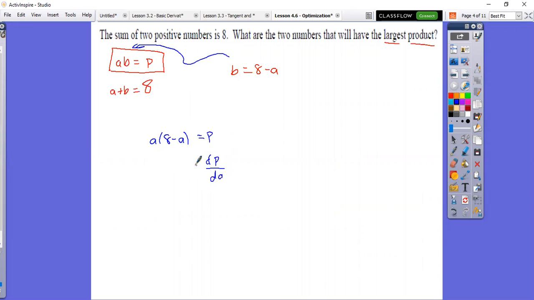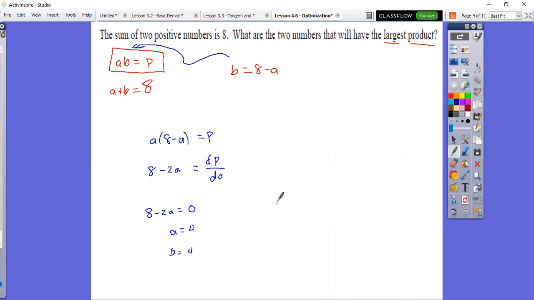And now we're going to take dP over dA. All right, and if we simplify this, this would be 8A minus A squared. So this derivative would be 8 minus 2A. So I want to figure out when this is equal to 0. So 8 minus 2A is equal to 0. So I'm going to subtract 8, divide by negative 2. So A equals 4. So if A is equal to 4, then B would also be equal to 4.